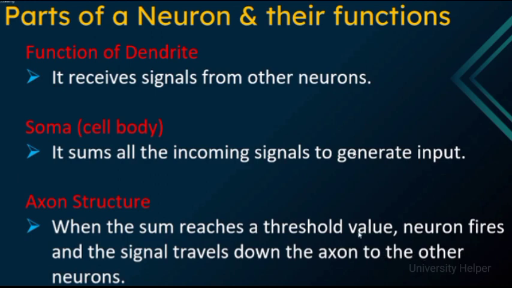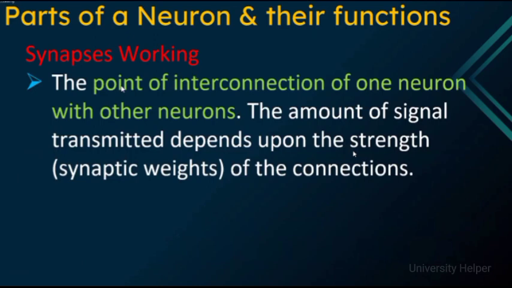That's very important. Then the synapses. A synapse is a connection between the axon and the dendrites of other neurons. With the help of the synapses, the connection becomes available. It is the point of interconnection of one neuron with other neurons, and the amount of signal transmitted depends upon the synaptic weights.